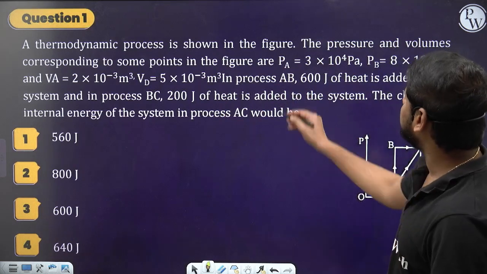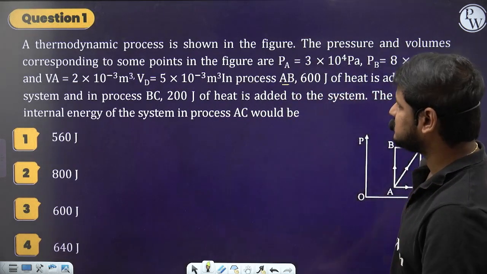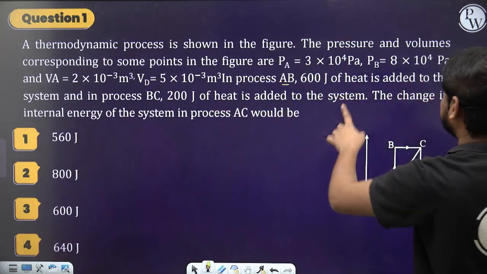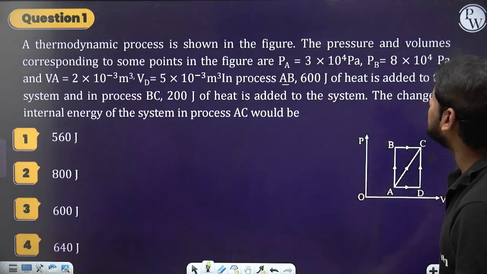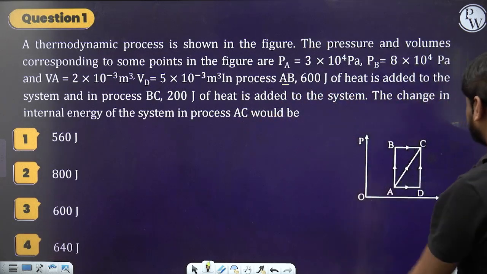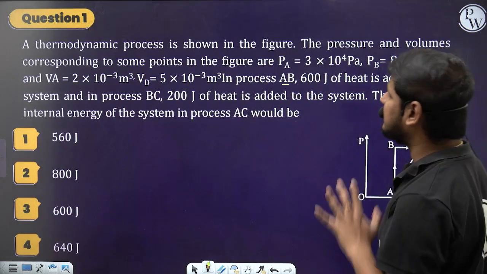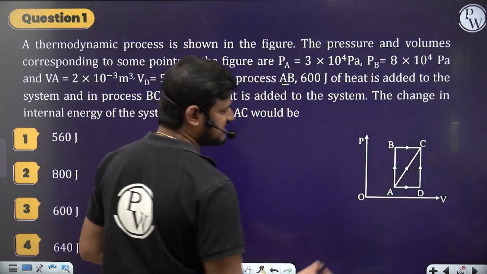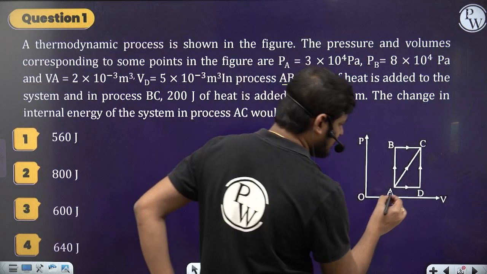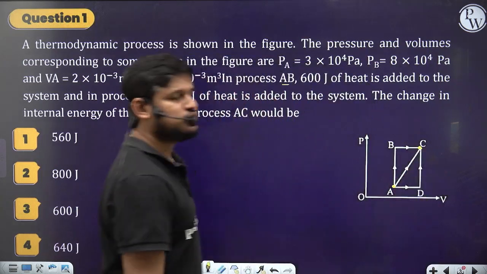So in process AB, 600 joules of heat is added to the system, and in process BC, 200 joules of heat is added to the system. In AB 600 joules of heat is added, in BC 200 joules of heat is added, from here to here and here to here. So the change in internal energy of the process AC is? Try to understand the given question first. They are asking what is the change in internal energy from A to C.